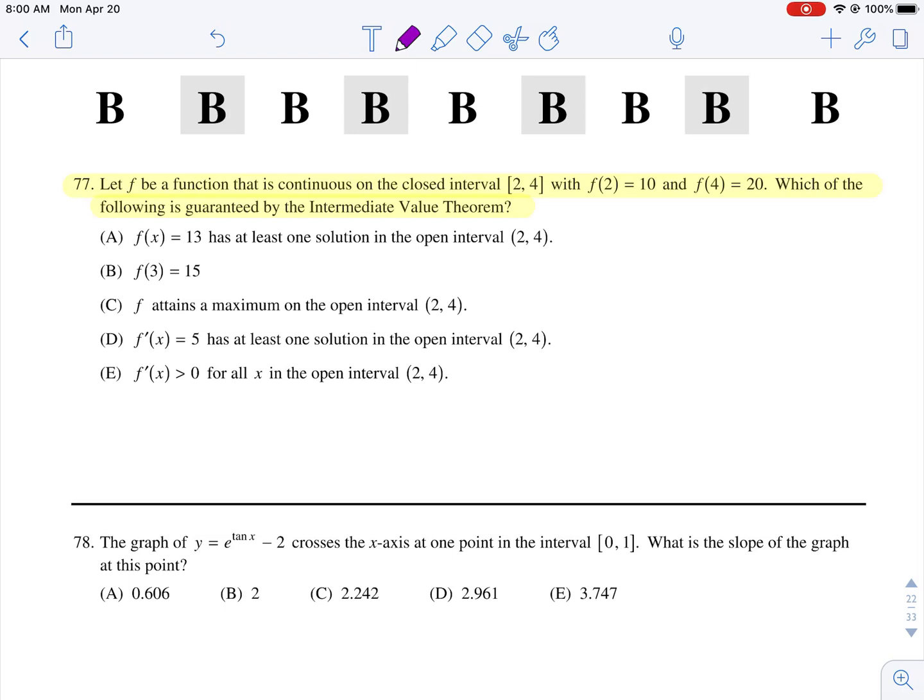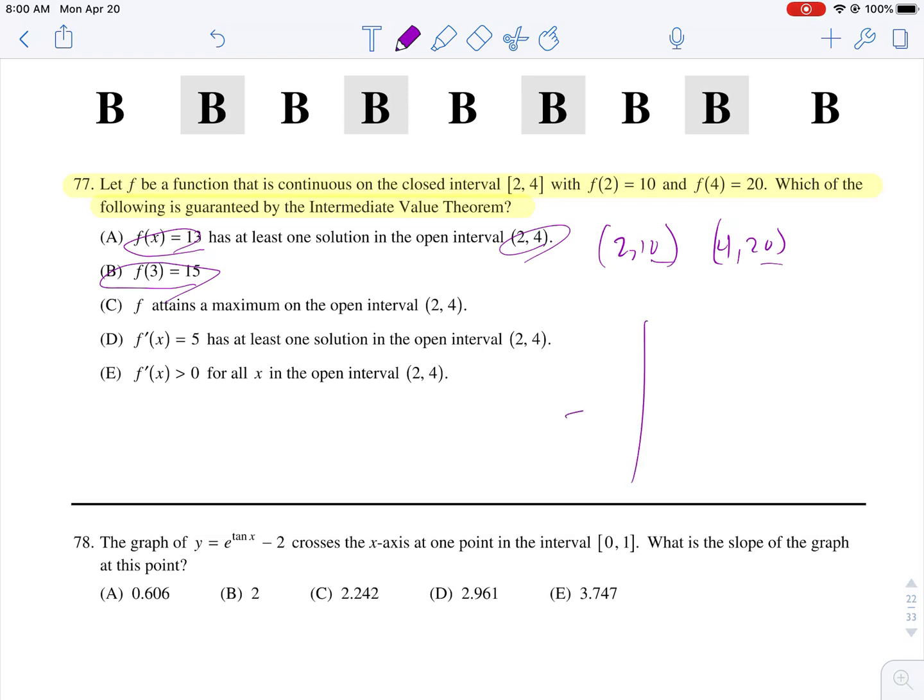So let's see, which of the following is guaranteed by the intermediate value theorem? We have 2 points, 2, 10, and 4, 20. So f of x equals 13 somewhere. So f of x equals 13 has at least one solution between 2 and 4. Since we changed from 10 to 20, that has to be true. f of 3 equals 15. Well, maybe, but f of 3 could be anything, really. It doesn't even have to be between 10 and 20.